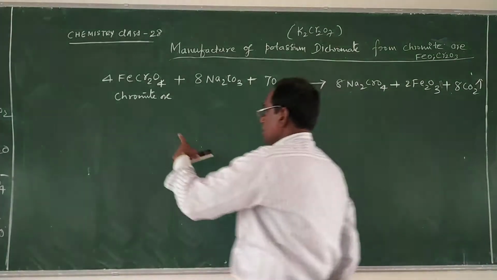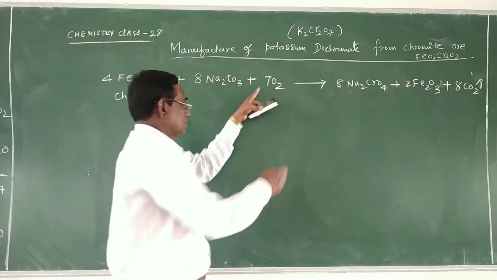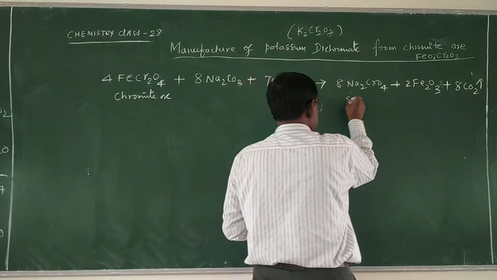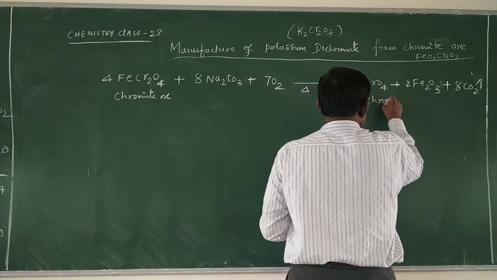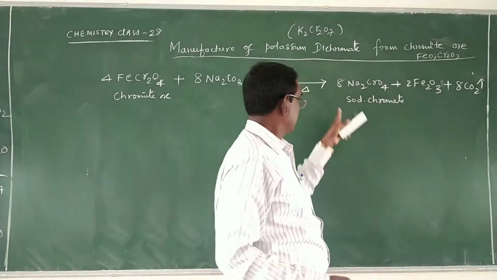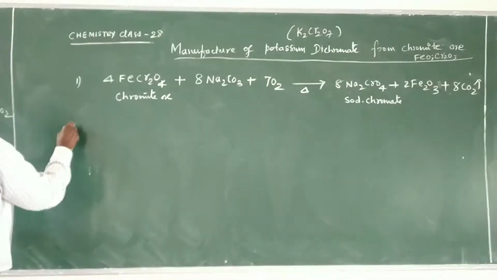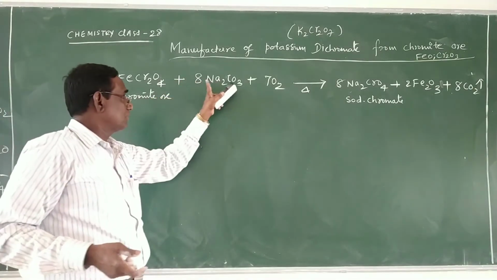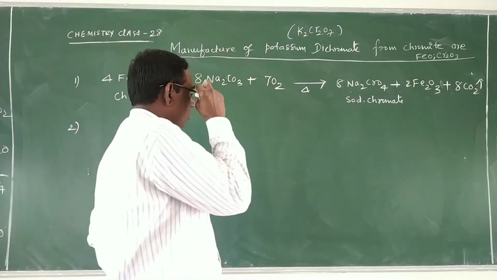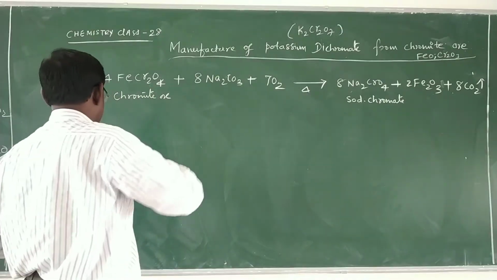So chromite ore is fused with sodium carbonate and heated with excess of air, so that we get sodium chromate, and iron oxide and carbon dioxide are also formed. The iron oxide is filtered out. The sodium chromate solution is taken out and used in the second step. This is the first step: chromite ore is heated with excess sodium carbonate solution and excess air, so that we get sodium chromate, Na2CrO4. This sodium chromate solution is taken to the second step.